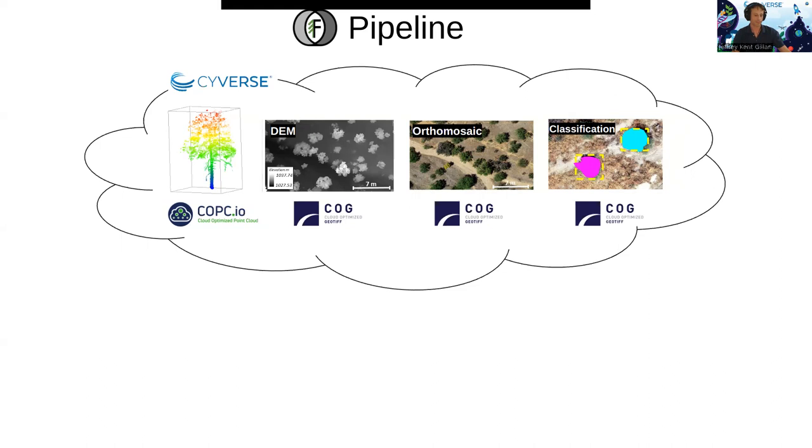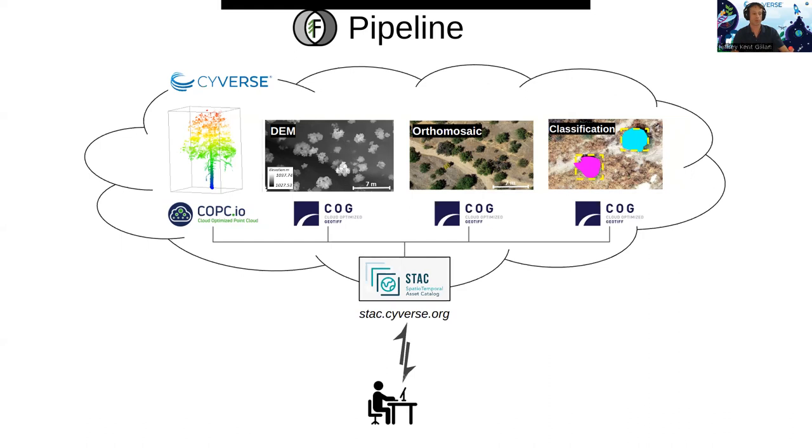So then we can make all of that data available to any user across the world. With an internet connection, they can just go to stac.cyverse.org, and in our STAC catalog, it'll help them browse and find data products that they are interested in. And from there, they can download the products or they can stream them directly into QGIS or their browser for much easier analysis or simple viewing.